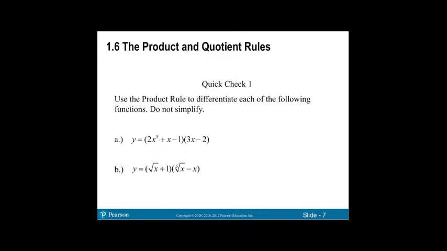So we're asked to differentiate. Then A, we have y equals 2x to the fifth plus x minus 1, times 3x minus 2.